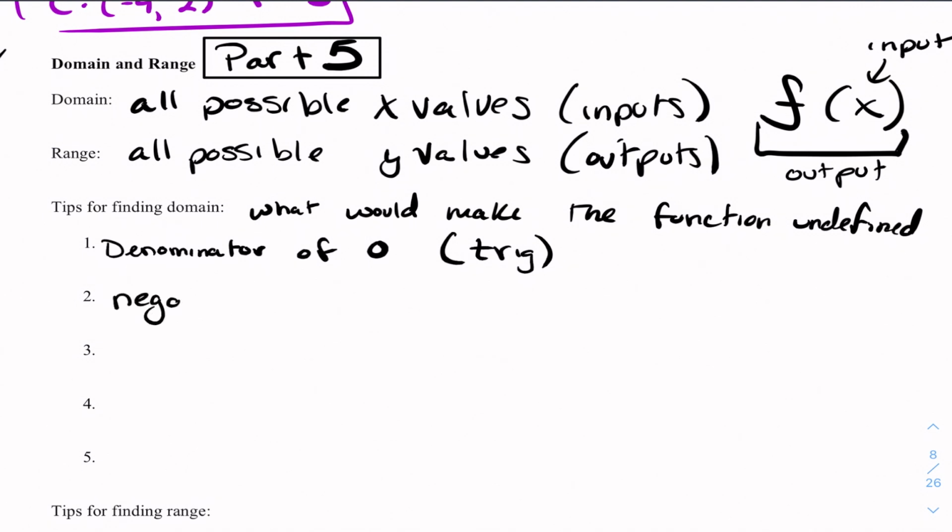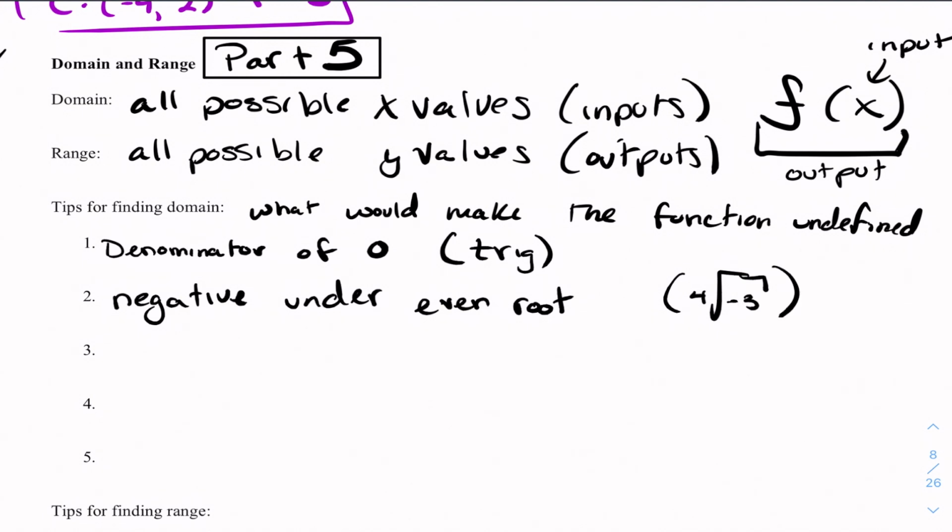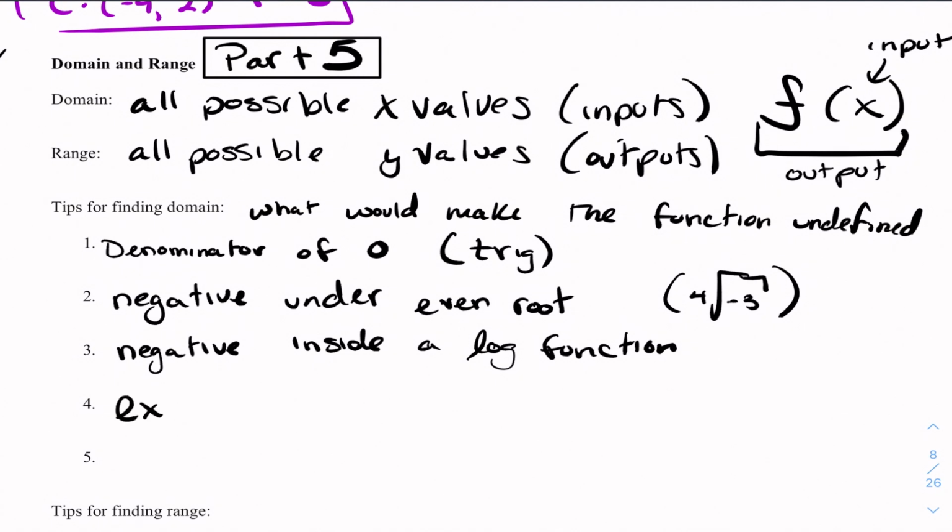Also, if we have even roots or surds, a negative under an even root, like the fourth root of -3, we get undefined there because we get an imaginary answer. Same goes with a negative on the inside of a log, because the log is the inverse of an exponential function. Other good things to note, we'll see these over and over again: the domain of an exponential function is always all reals, and the domain of a polynomial is always all reals.